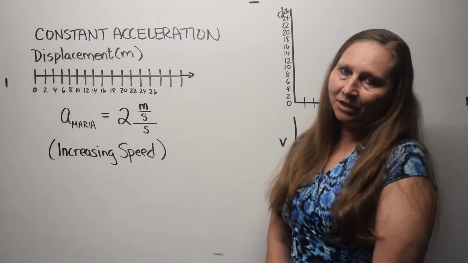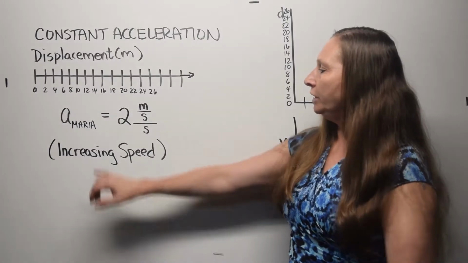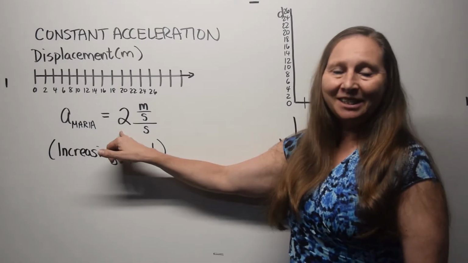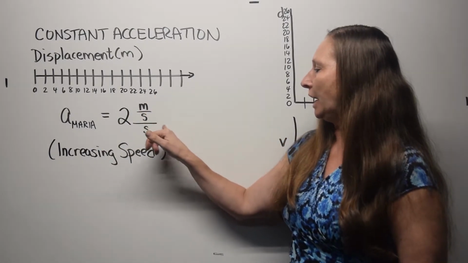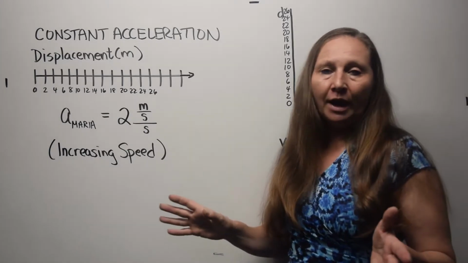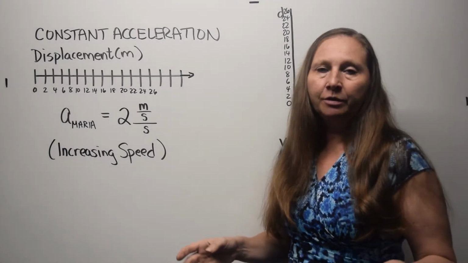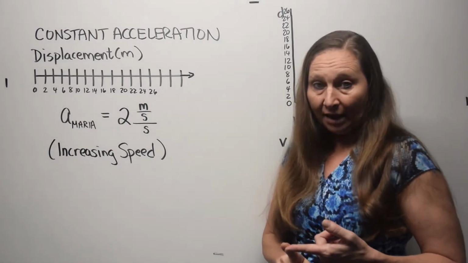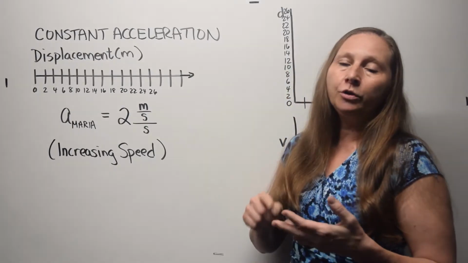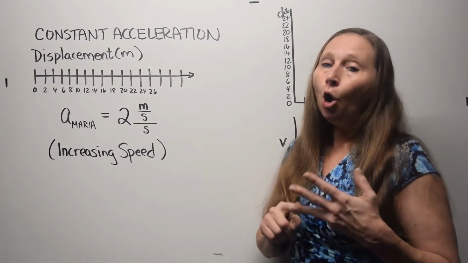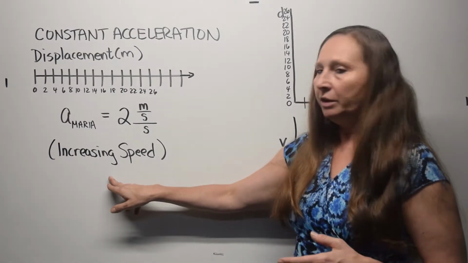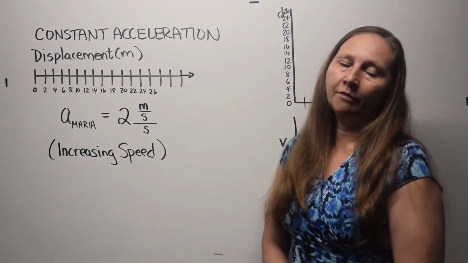Now let's look at constant acceleration. We're going to take a look at Maria, and Maria is going to be accelerating at 2 meters per second per second. Now, there are 3 ways to undergo constant acceleration. You could increase your speed, go faster, decrease your speed, go slower, slow down, or you could change your direction. We are going to only look at increasing your speed today.